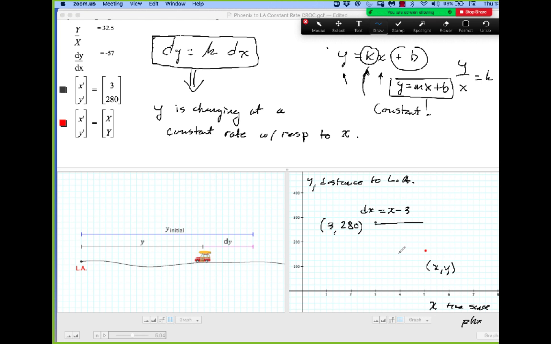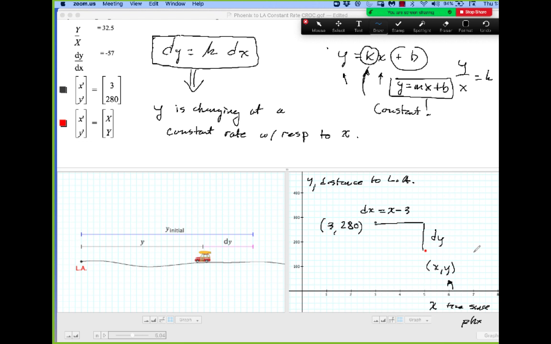But then what happened as that time went by? Something else happened. The distance decreased, right? And how do we represent that? Y minus 280. Our goal though is to represent y. So in general, what is y minus 280? How do we notate that? What is that representing? dy, right? dy.